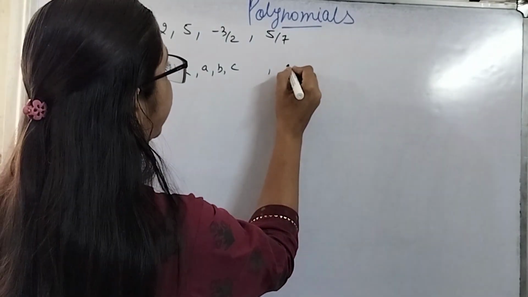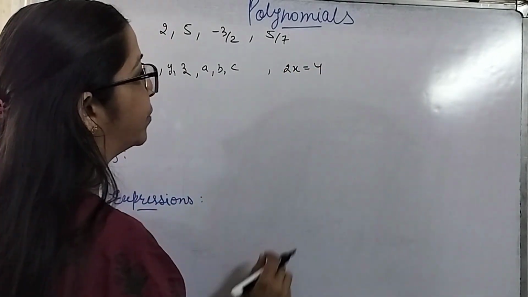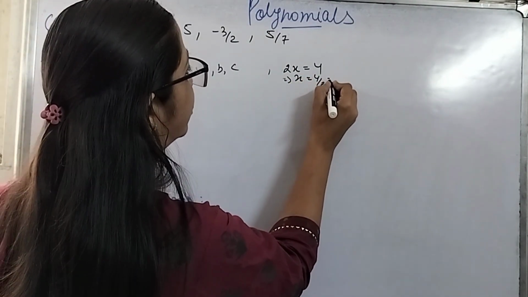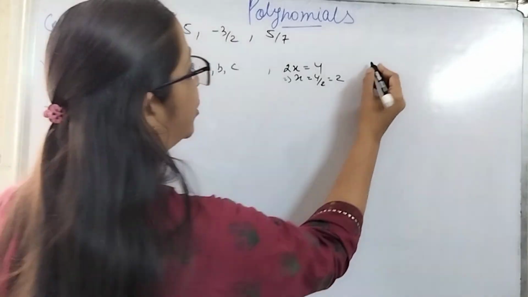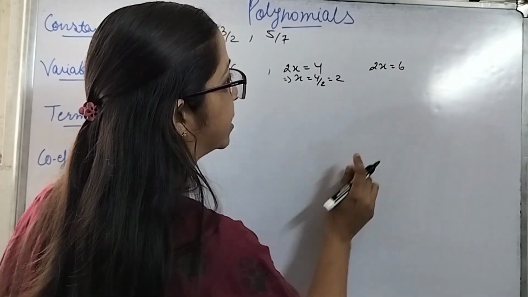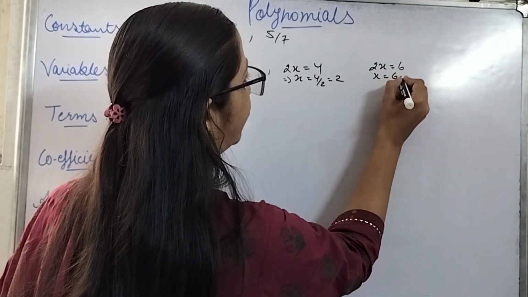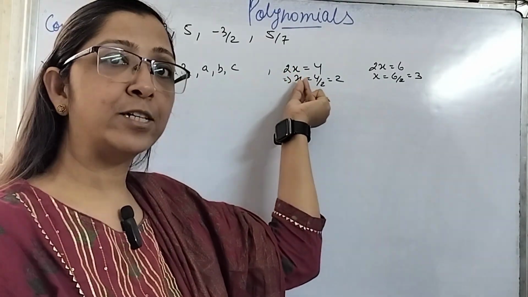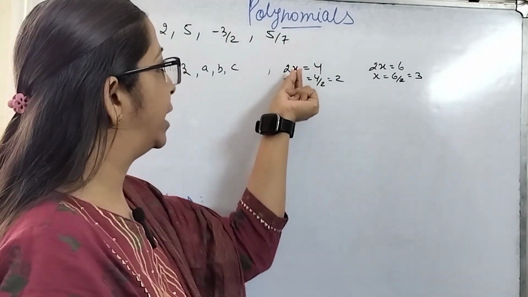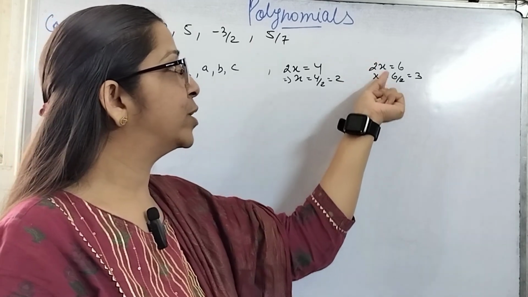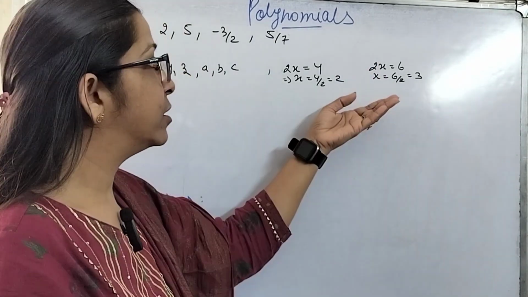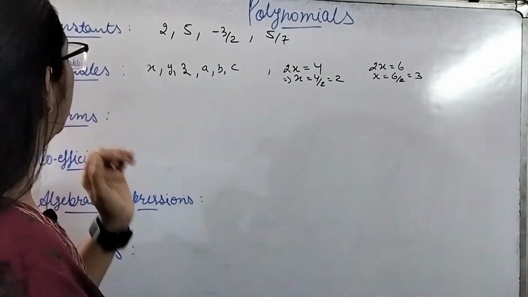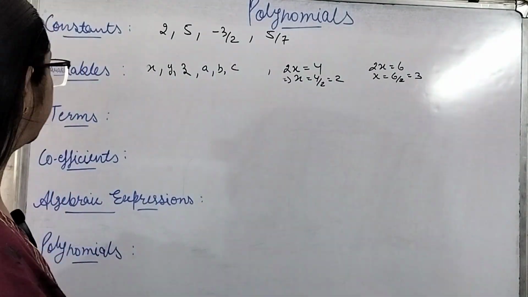Like if I say 2x is equivalent to 4, in this condition the value of x is 4 upon 2, that is 2. And if I say 2x is equivalent to 6, in this condition the value of x will be 6 upon 2, that is 3. So the variable is the same, that is x only, but in this situation the value of x is 2, in this situation the value of x is 3. Because their value varies as per the situation, that's why they are known as variables.